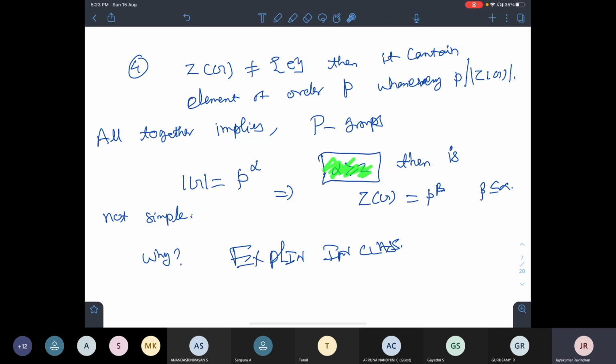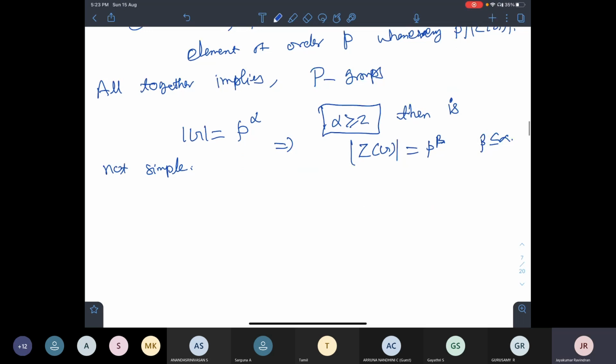But we have an interest here. When alpha is greater than or equal to 2, the order of the center of G is p to the beta. In the center of order p to the beta, we have subgroups generated by a in Z(G) whose order is p. I want to recall the theorem. What is the theorem? Cauchy's theorem for finite abelian groups.